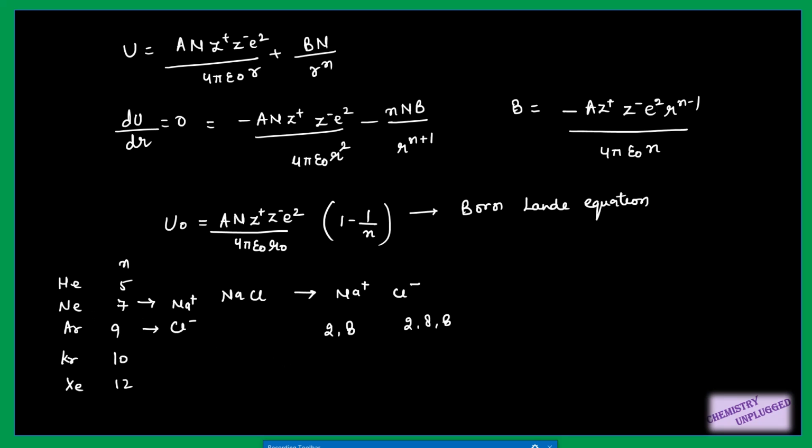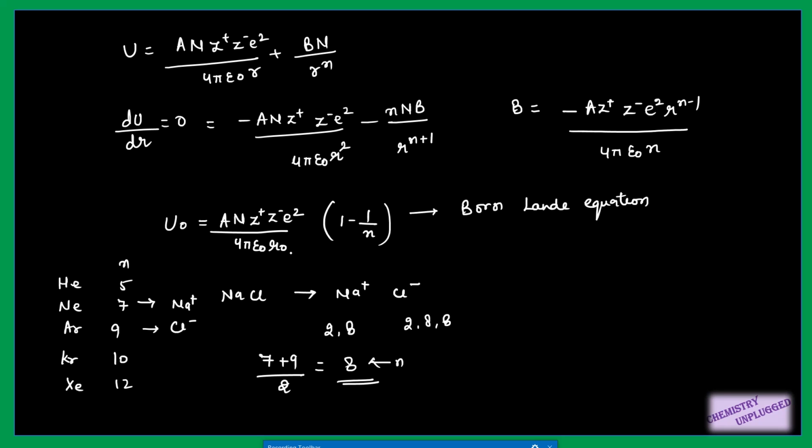And for neon system we have N equal to 7 and for argon we have 9. So we will take the average of it and it will become 8. So N will be 8 for NaCl. In this way you can calculate the value of N, but most of the time they will give you the value of N in the question. So this is about the Born-Lande equation.